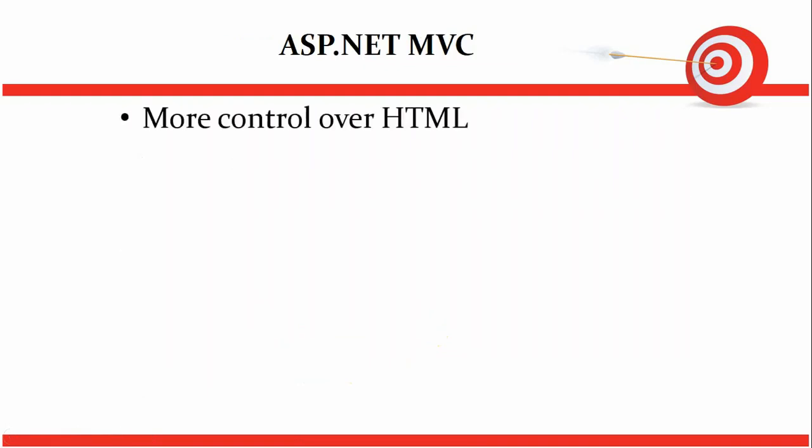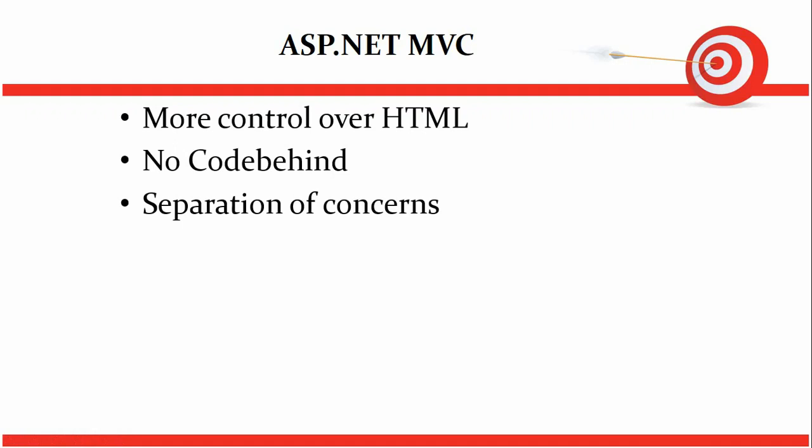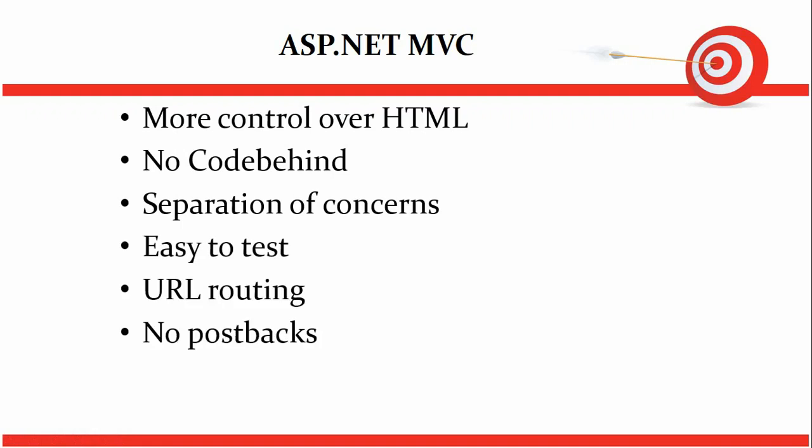So basically what we have been seeing is that Razor, or ASP.NET MVC, gives you more control over HTML. There is no code behind because everything is written in the same page. There is no separation of concern. Sorry, there is separation of concern. There is no separation of the page itself into two, but rather concerns are separated and it is very easy to test. You have URL routing. There are no postbacks and there is no view state.